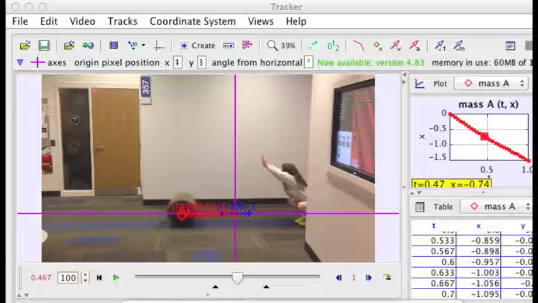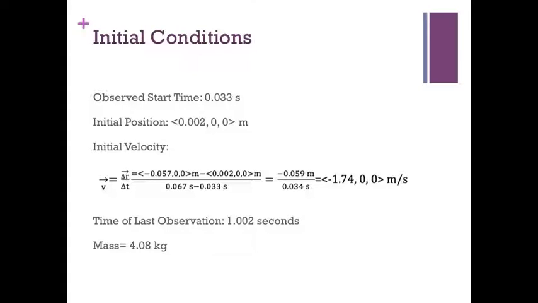As a result, a table of position time coordinates can be seen in the bottom right corner, and the position versus time graph of the object that these points produced can be seen in the top right corner. I used Tracker in order to determine the object's initial start time, which was 0.033 seconds, and determine that its initial position was at 0.002 meters by looking at the position versus time coordinate table.